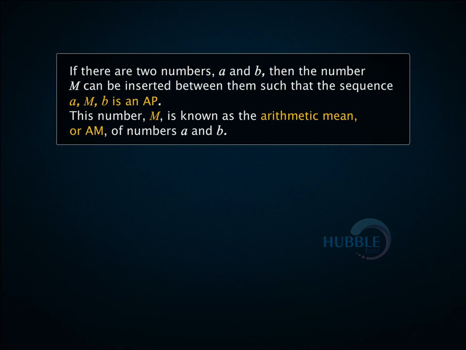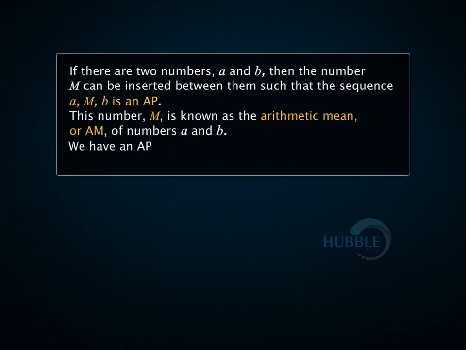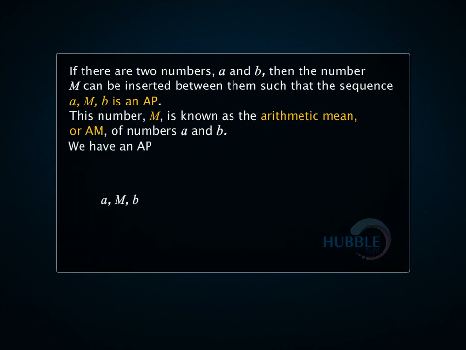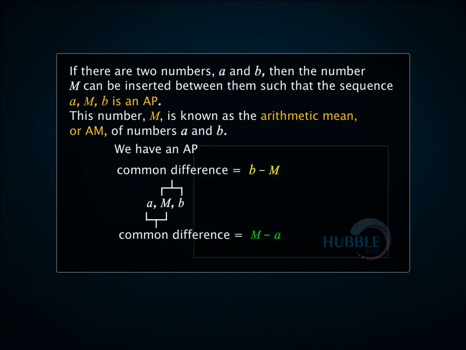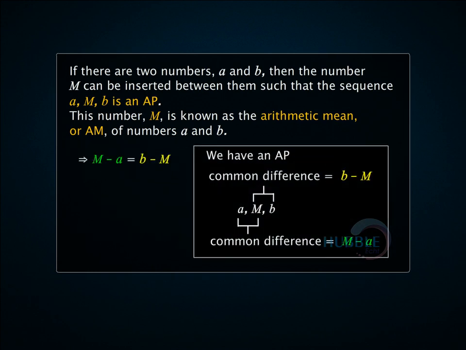Given two numbers A and B, a number M can be inserted between them such that the sequence A, M, B is in AP. This number M is known as the arithmetic mean or AM of numbers A and B. Since the sequence A, M, B is an AP, the common difference D is given by M minus A or B minus M. Therefore, we get that the arithmetic mean M equals (A plus B) over 2 as shown.